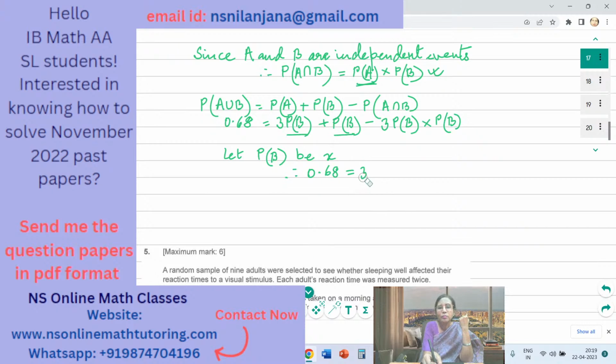Because in place of P of B, I am writing x. So this is 3x and this is x. 3x plus x is 4x. And this is x, this is x. So it is minus 3x, which can be written as 3x squared minus 4x plus 0.68 equal to 0.